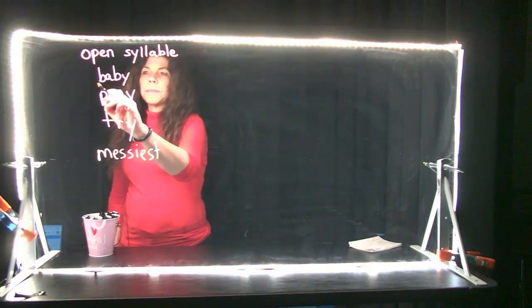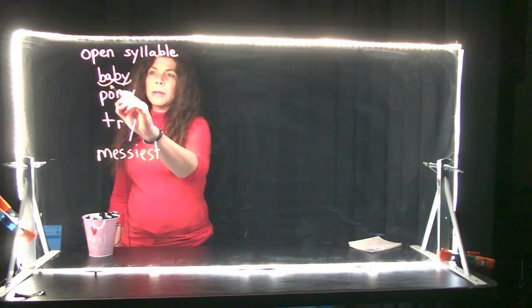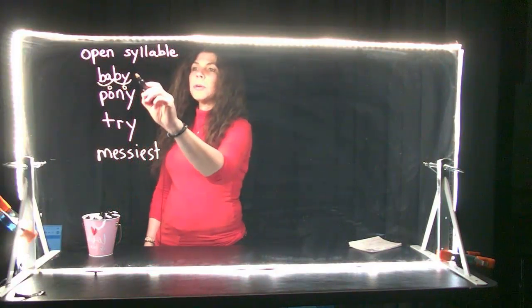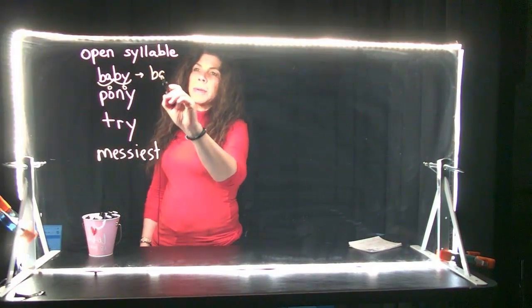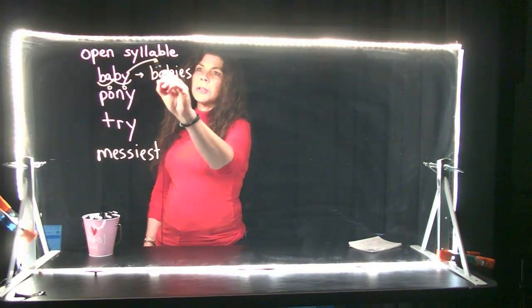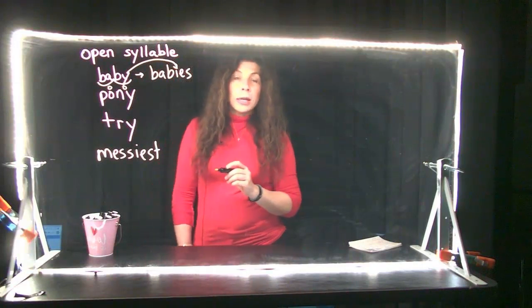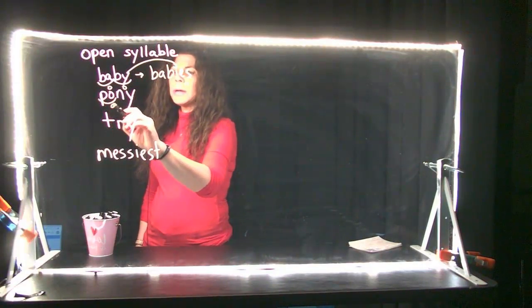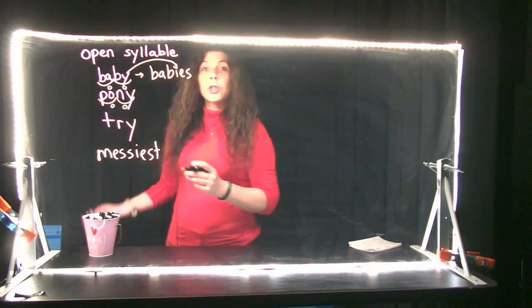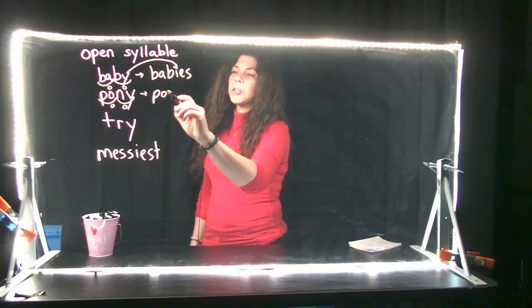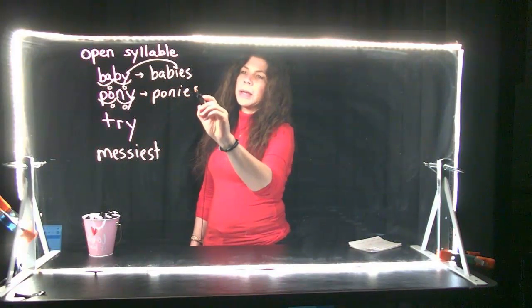So, baby. Those are two open syllable words. If you wanted to make that plural, more than one baby, you would say babies. That Y changes to an I and you add ES. Pony. Two open syllables again. The Y changes to an I and you add ES.